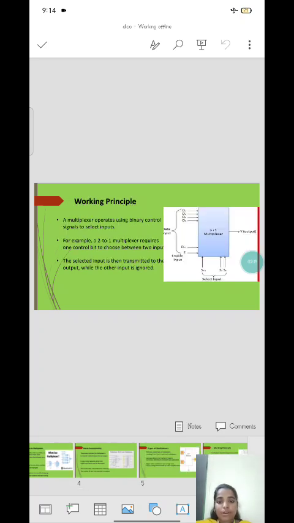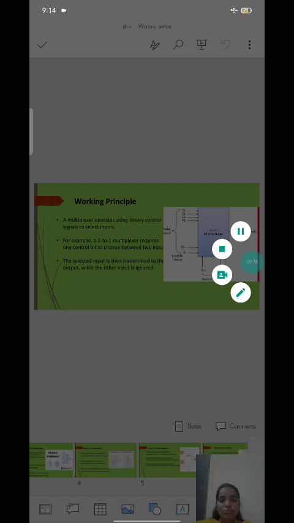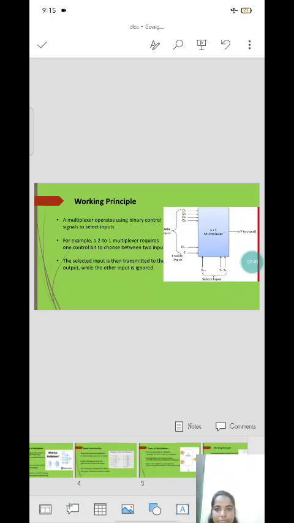Working principle of a multiplexer. A multiplexer operates using binary control signals to select inputs. That means we give only 1 and 0, that means the binary numbers are 0s and 1s. For example, a 2:1 multiplexer requires one control bit to choose between two inputs.